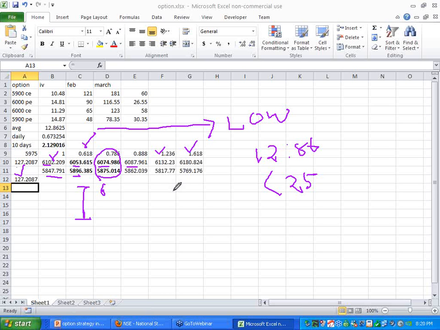Till this point, does anyone have any doubt? If anyone has any doubts till this point, you can ask me.